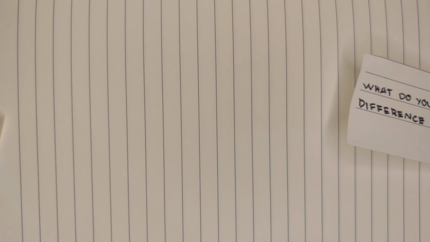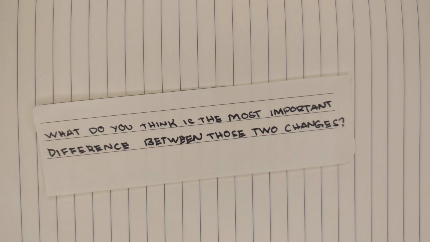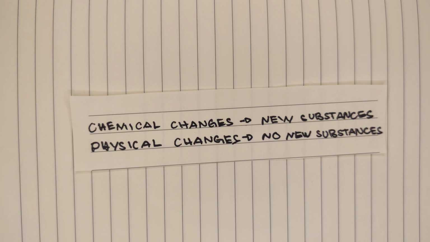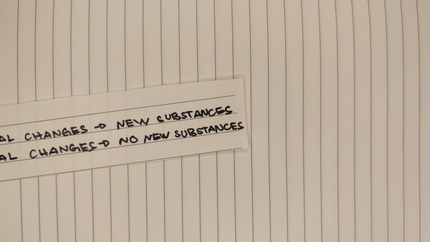Now that we are done with the examples, what do you think is the most important difference between those two changes? Yes, that's right. In chemical changes, a new substance is formed, while in physical changes, nothing new is formed.